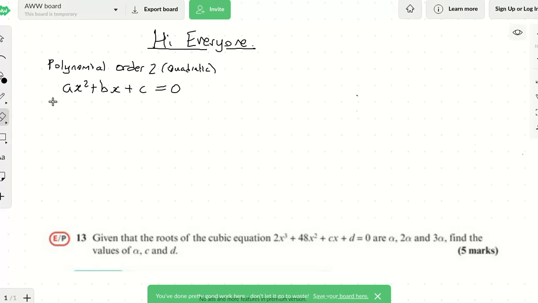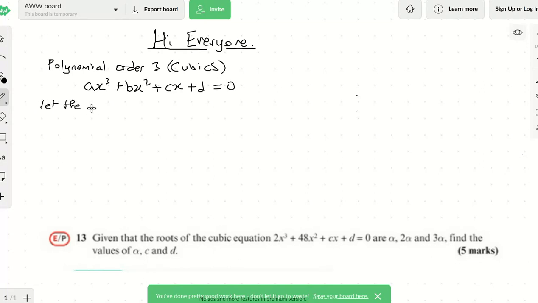So let's talk about polynomials of order 3 now. Now there is a lovely pattern which emerges. Polynomials of order 3 are obviously cubics. Now let's define it as ax cubed plus bx squared plus cx plus d equals 0. And let the roots, in other words, the solutions, be alpha, beta, and gamma.